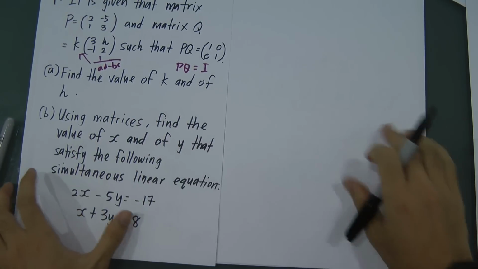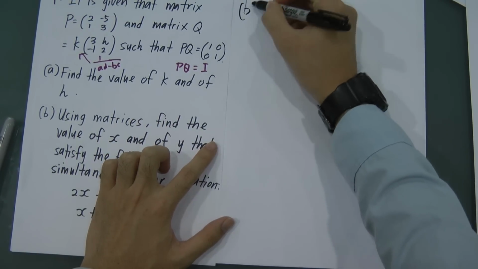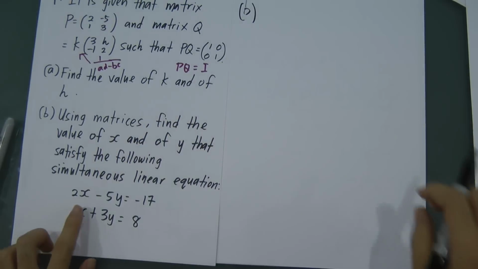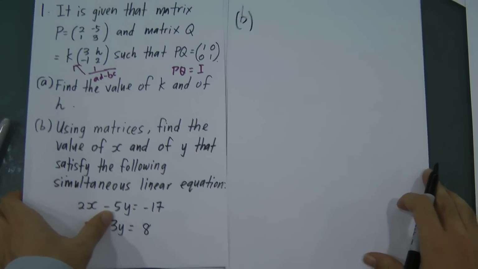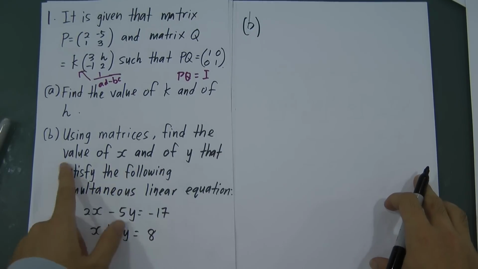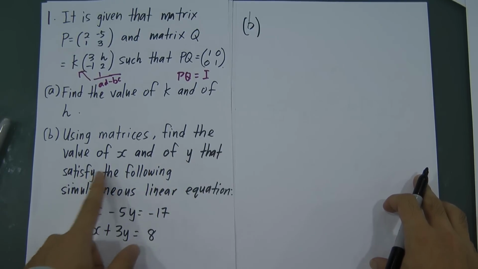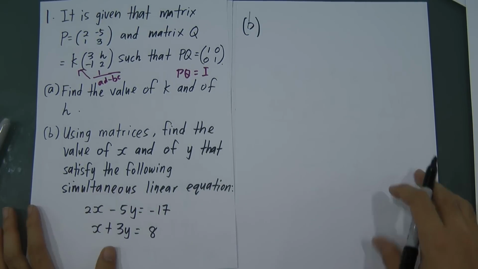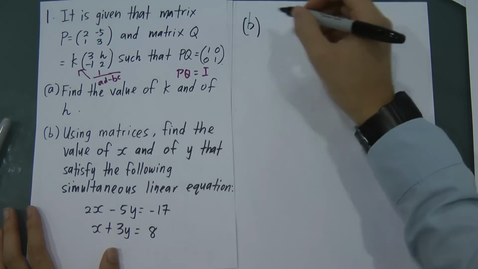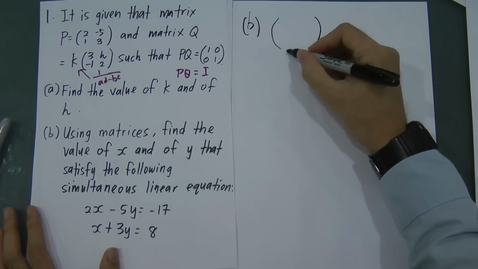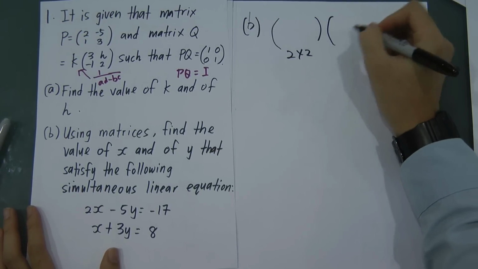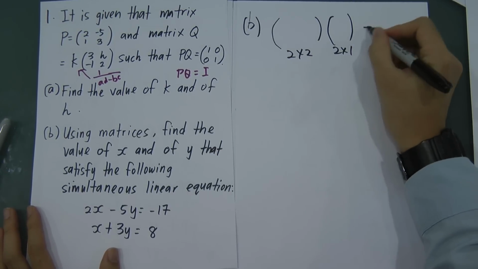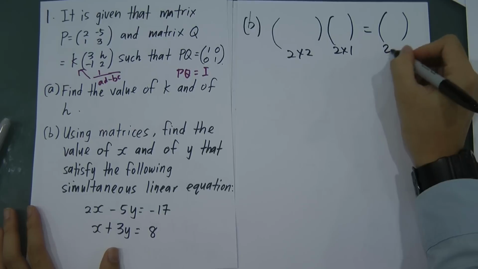Then part B. What am I going to solve for part B over here? Using the matrix, find the values x and y that satisfy the following simultaneous linear equations. I give you these 2 simultaneous equations. Whenever you see this, you have to write a 2 by 2 matrix, multiplied by a 2 by 1 matrix, which equals a 2 by 1 matrix.